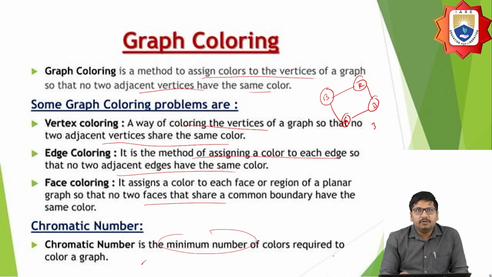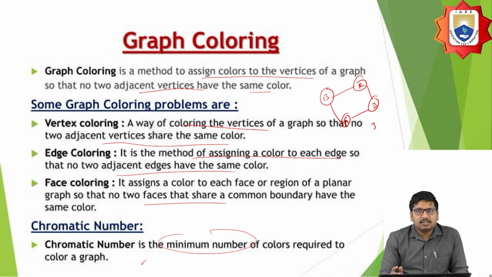This should be the concept of graph coloring. So graph coloring means it is the method to assign colors to the vertices of the graph such that no two adjacent vertices have the same color. And some of the graph coloring problems will be vertex coloring, edge coloring, and then face coloring.